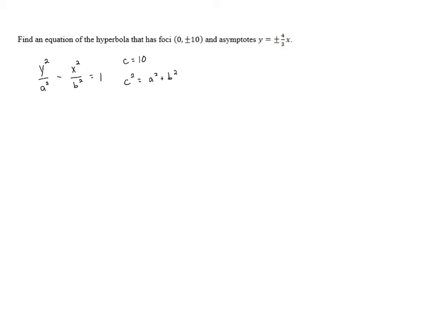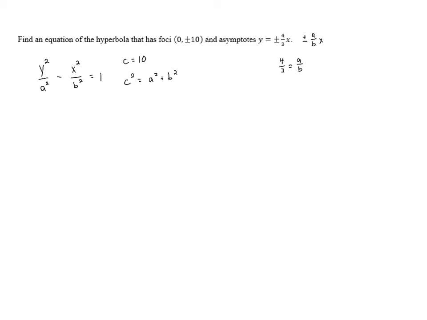The equations are y equals ±4/3 x, and when we're dealing with a hyperbola that's opening vertically, we know that the asymptotes are y equals ±a over b times x. So we don't know that a is 4 and b is 3, but we do know that the ratio 4/3 is equal to a over b. And we can actually use this to try and figure out what a and b are going to be.